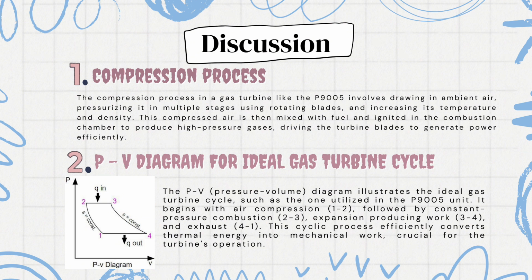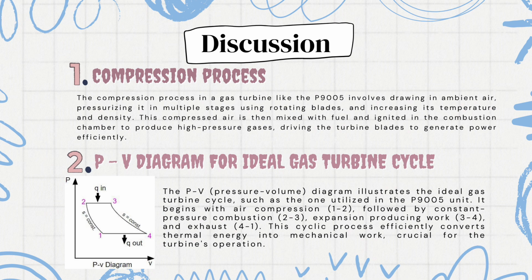Question number 1 is discuss about compression process. So, I will answer about compression process. The compression process in a gas turbine like the P9005 involves drawing in ambient air, pressurizing it in multiple stages using rotating blades and increasing its temperature and density. This compressed air is then mixed with fuel and ignited in the combustion chamber to produce high pressure gas, driving the turbine blades to generate power efficiently.